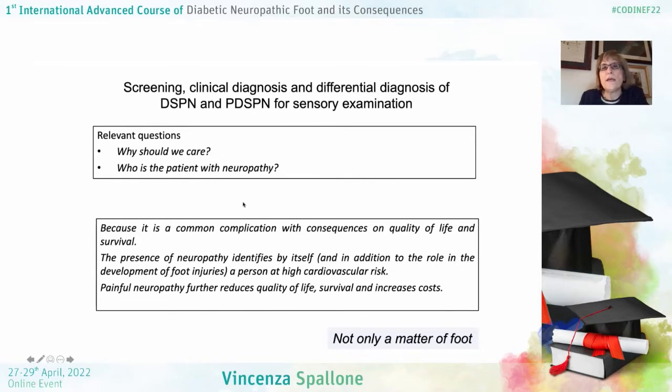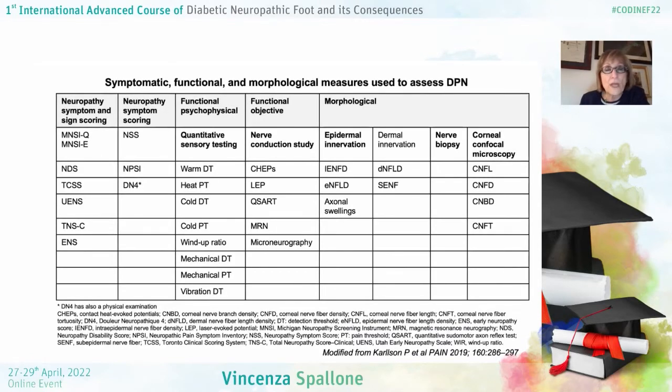Neuropathy, we should care about neuropathy because it is a common complication and has consequences on quality of life and survival. And the presence of neuropathy identifies by itself a person at high cardiovascular risk, and the presence of neuropathic pain has an additional impact on survival, cost, and quality of life.